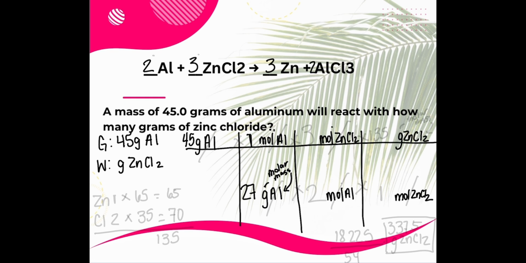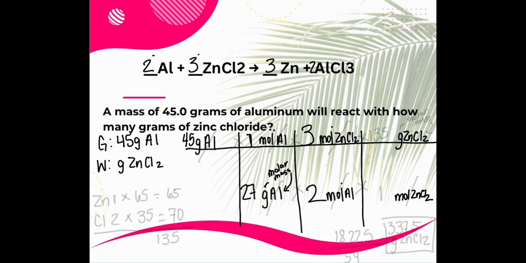In my next box, I have mole over mole. You see how I have mole over mole? Mole in my numerator, mole in my denominator. Now this is when I use the coefficient. When I have mole in my numerator and mole in my denominator, this is how I know that I am using the coefficient. So I am going to find the coefficient of ZnCl2, which is right here, and that is 3. So my coefficient is going to be my number of moles. And for the mole of Al, my coefficient in front of Al is 2. So my number is going to be 2 here.